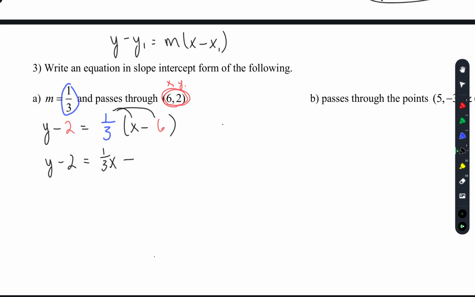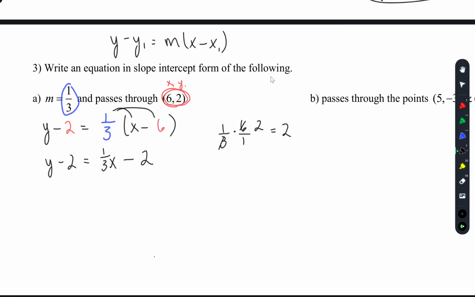If you want, maybe write that off to the side if you're having trouble there. But notice you could think of that as 6 divided by 3, or 6/3, or you could cross reduce it. So this is going to be minus 2. Another way you could think about 1/3 times 6 is 6 divided by 3. It's the same thing. But the answer is 2, okay?